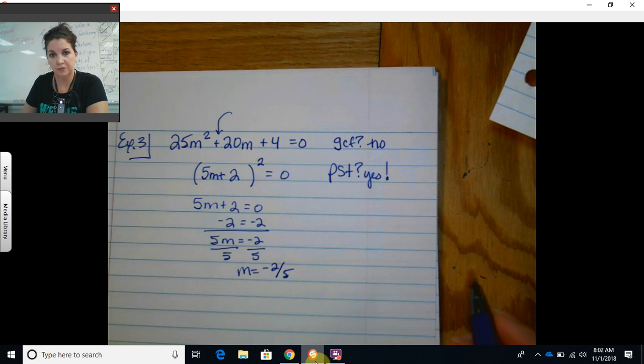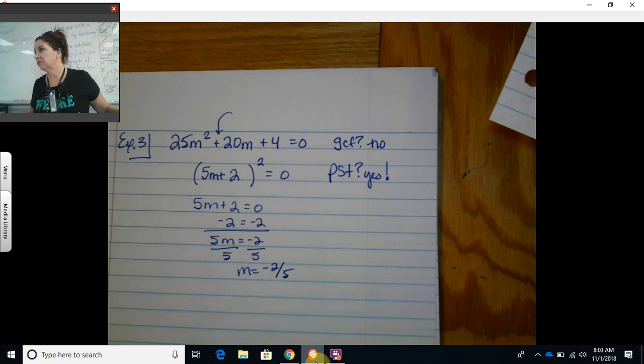So I have one solution that occurs 2 times, multiplicity of 2. My graph, if I were to graph that, it would intersect the x-axis at -2/5. That means the vertex is going to sit right on the x-axis. So are we cool with perfect square trinomials?